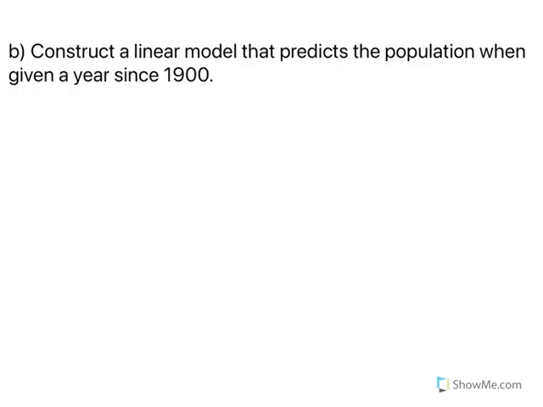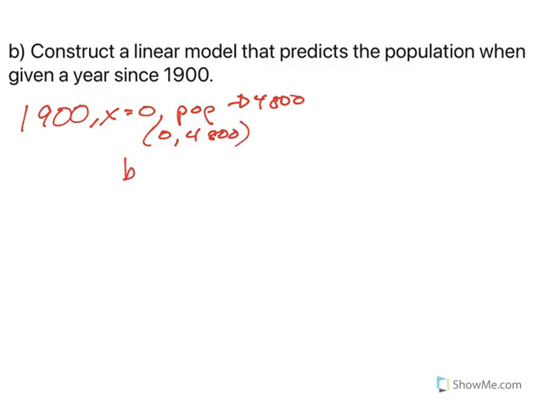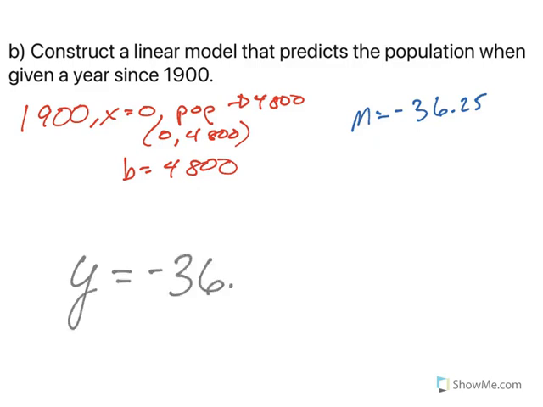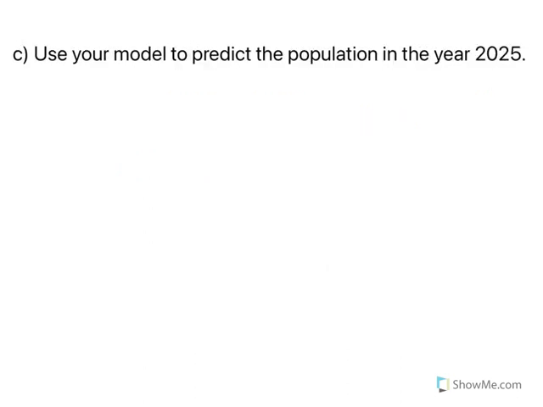Okay? So let's construct a linear model. So we know in 1900, that was when x was 0 and the population was 4,800. Our ordered pair was 0, 4,800. That tells us that b is 4,800, and we know that we found our slope to be negative 36.25. So our linear model: y equals negative 36.25x plus 4,800.